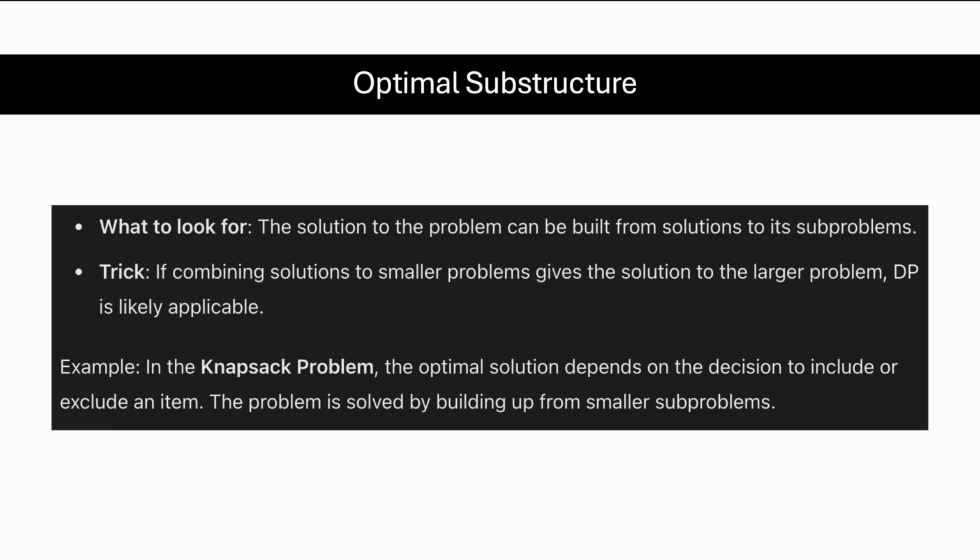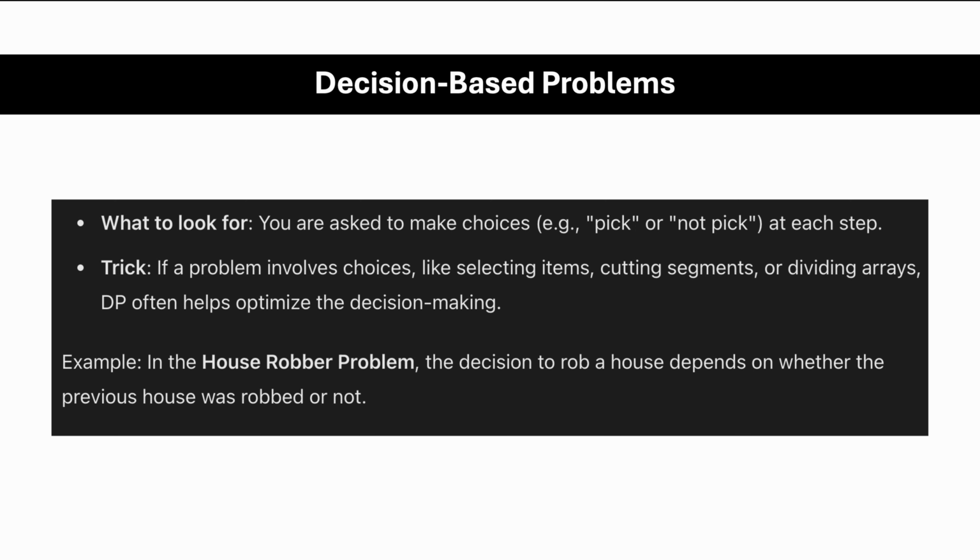We will do it in a separate session, but just on a very high level, knapsack or something similar to knapsack, where you have weights and values and you have to decide whether to include or exclude an item, can be a key or deciding factor in whether you can choose DP or not. Next, decision-based problems. What do you mean by decision-based? Again, optimal substructure and decision-based are more or less the same, but when you say decision making, you pick or not pick at every step.